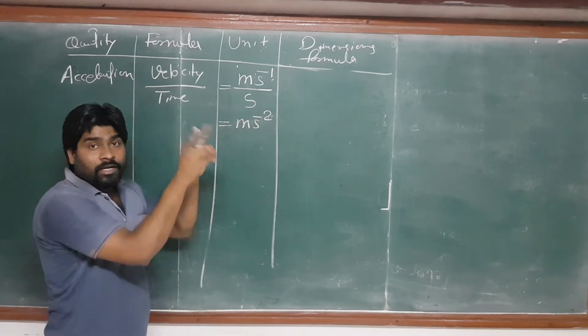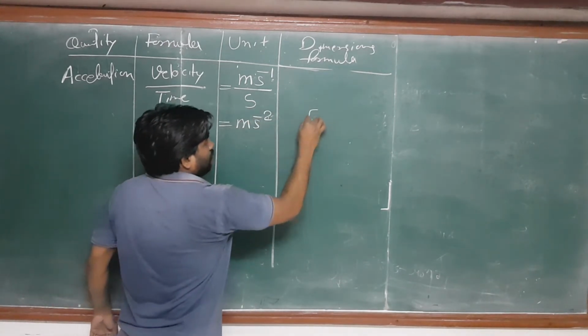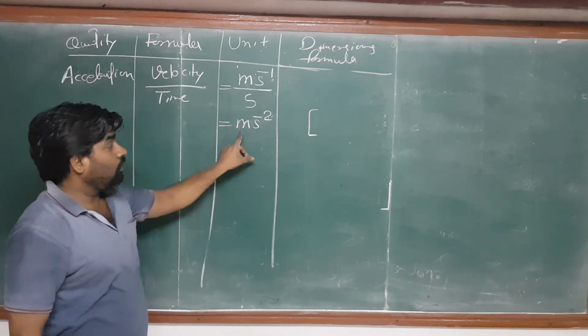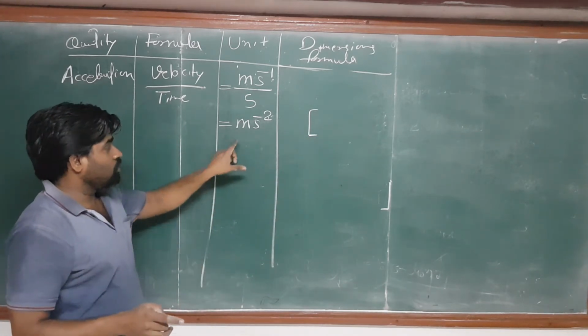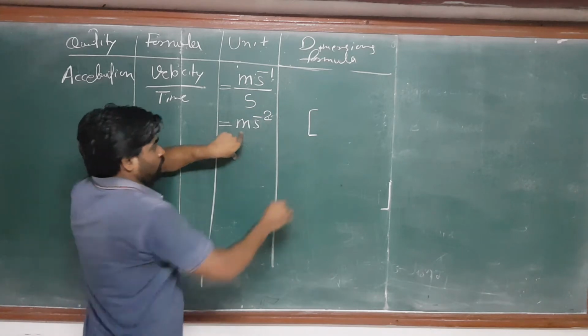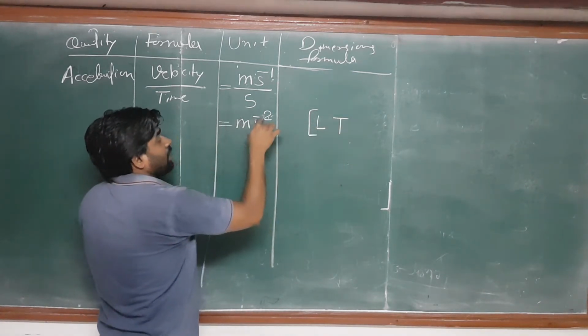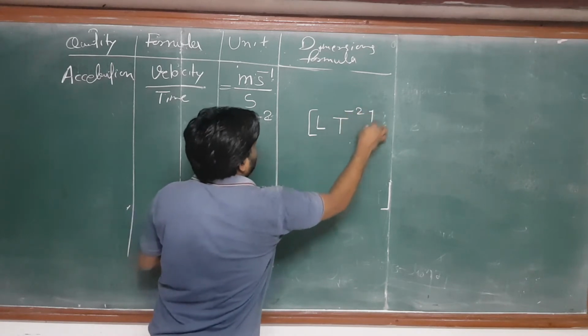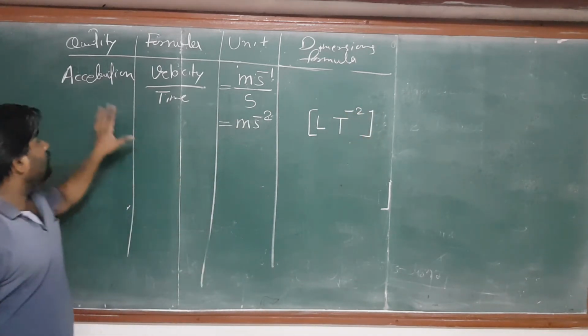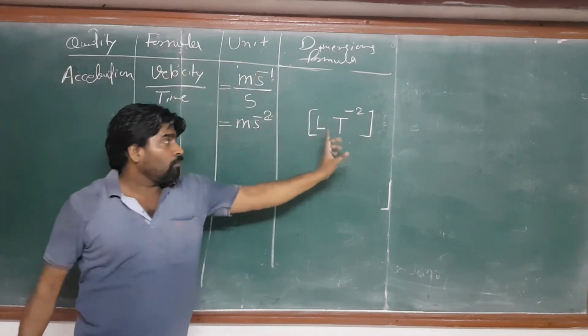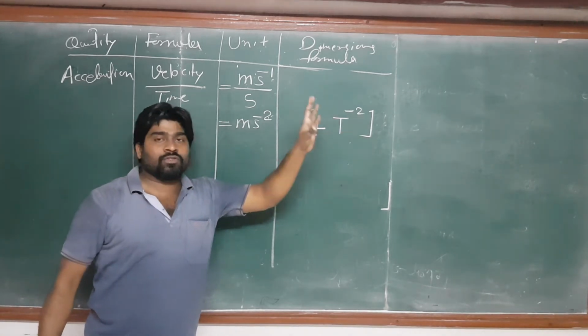Now convert it into the dimension formula. Always written in the bracket. Close bracket. The meter has the dimension formula L, second has the dimension formula T, but the second inverse 2, so you have to write the inverse 2. So the acceleration has dimension formula L T inverse 2.